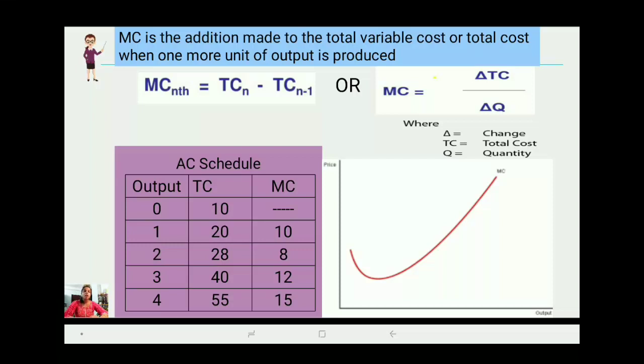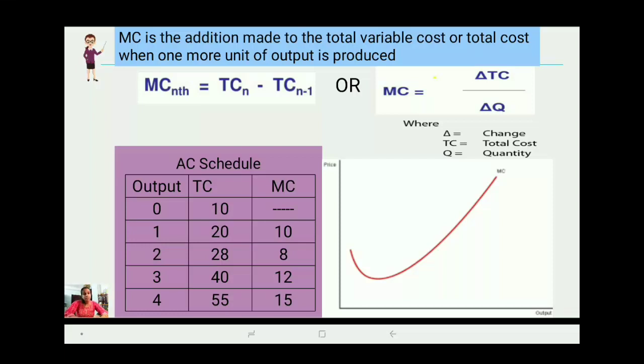Okay, so the addition made to the total cost due to production of one more unit of output is called the marginal cost. So here are the formulas. Marginal cost of nth unit is equal to total cost of nth unit minus total cost of n minus 1. Or we can also find marginal cost as change in the total cost divided by change in the quantity of output produced. So here delta is change, TC is total cost, and Q is the quantity produced.